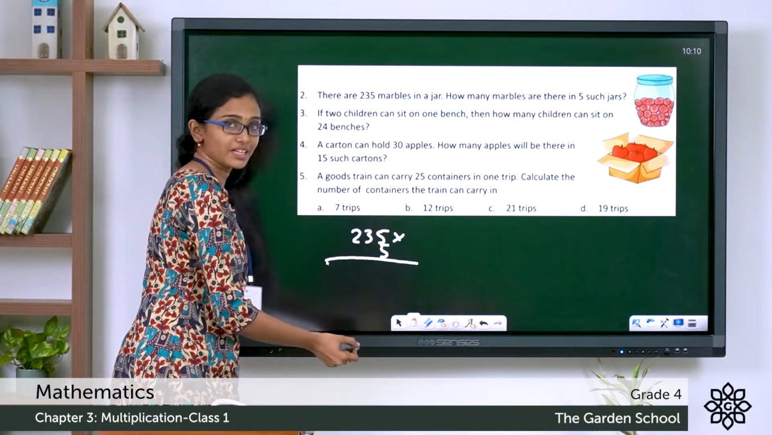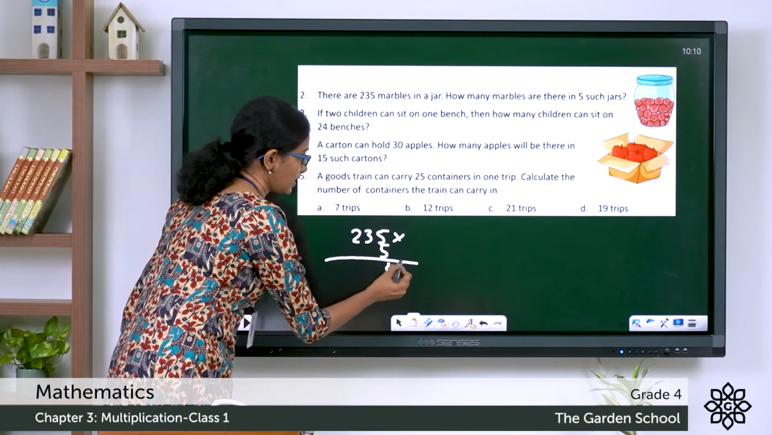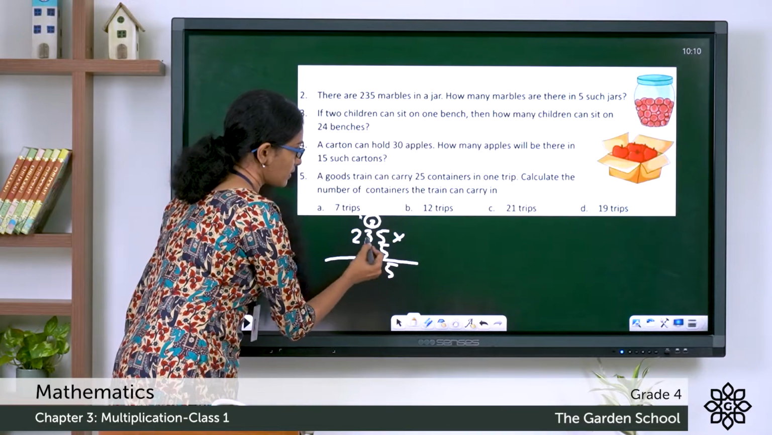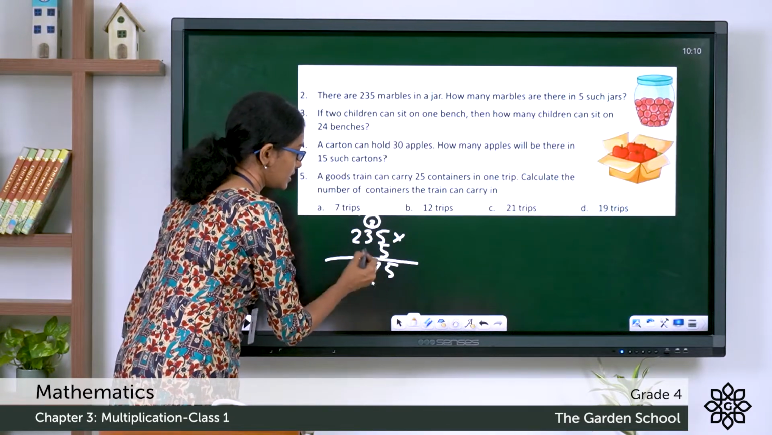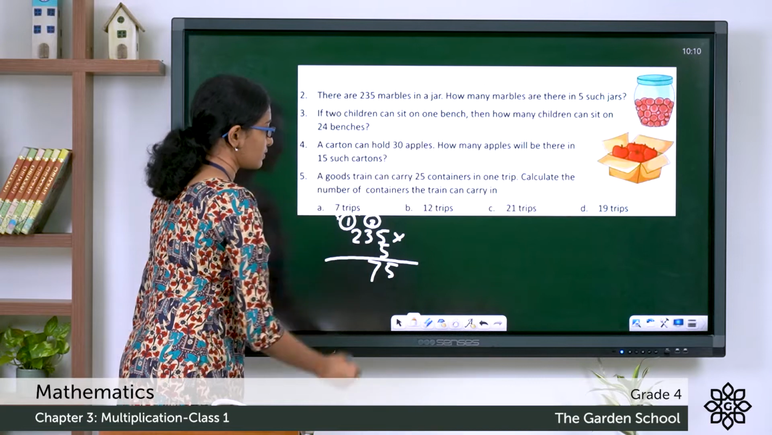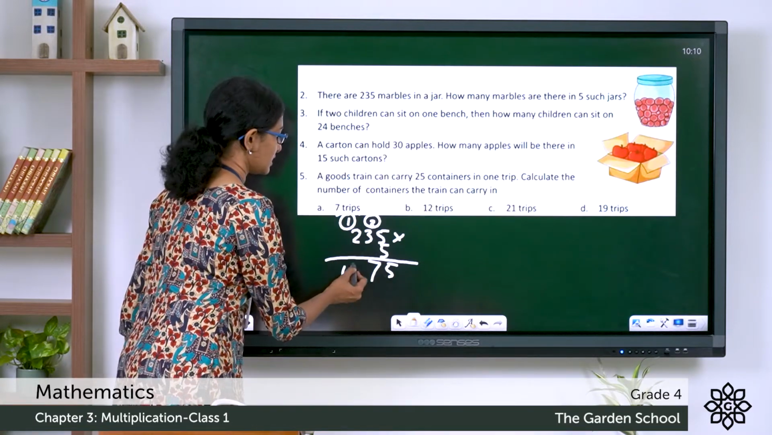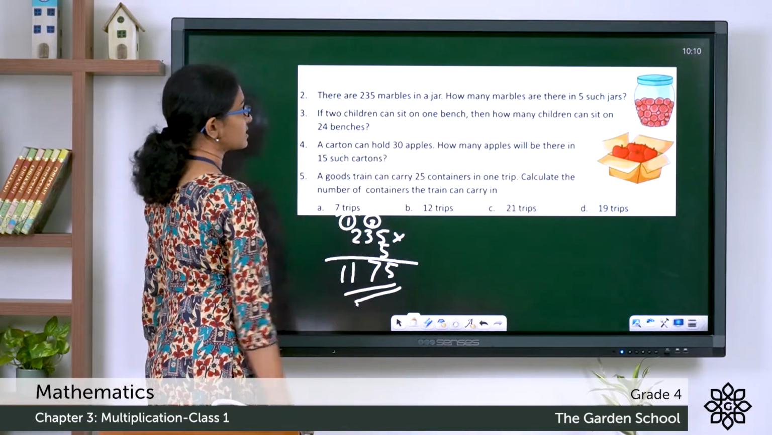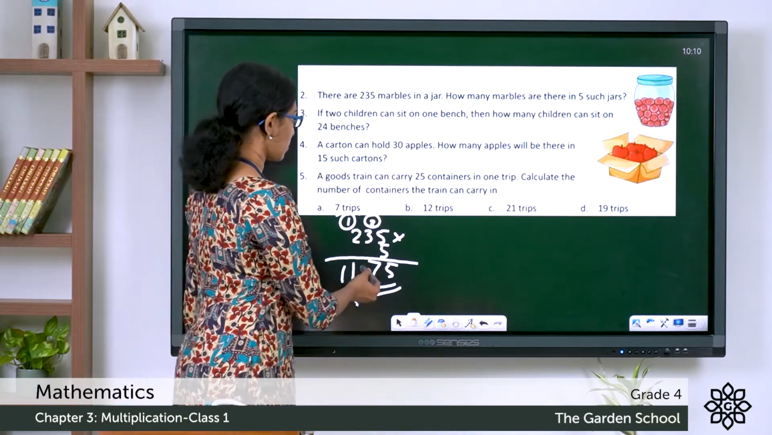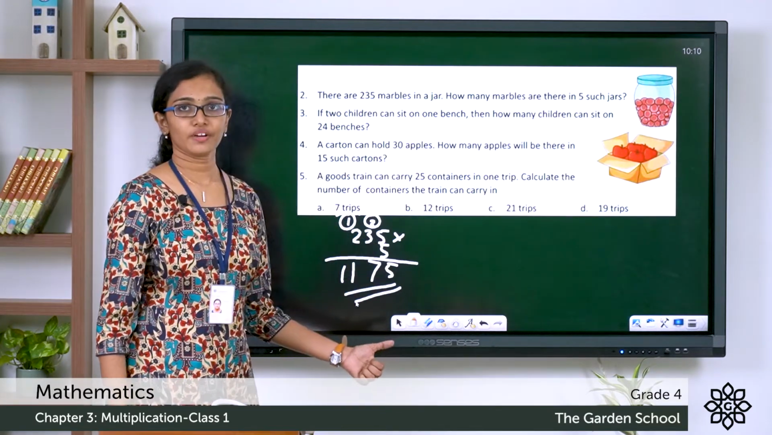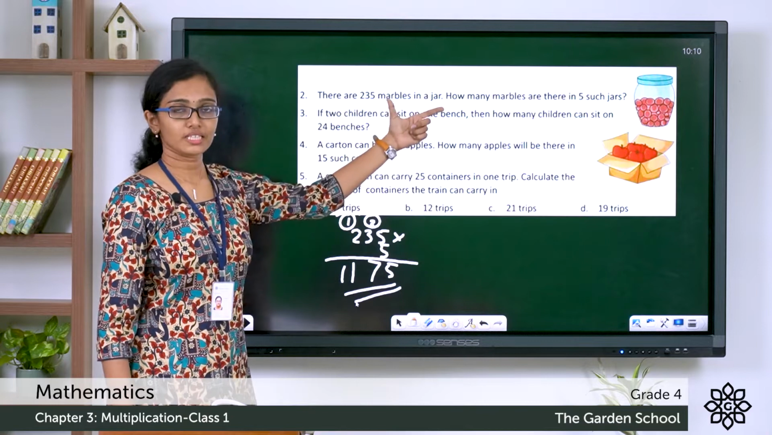So it's 235 into 5. Let's start with the ones. 5 into 5 is 25. Carry over 2. 5 into 3 is 15. Plus 2, 17. Carry over 1. 5 into 2, 10. Plus 1, it's 11. So, what is the answer to question 2? It is 1175 marbles in a total of 5 such jars.